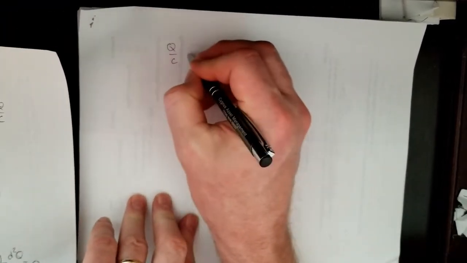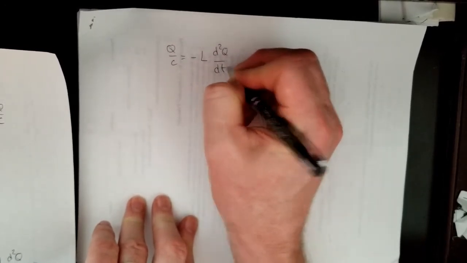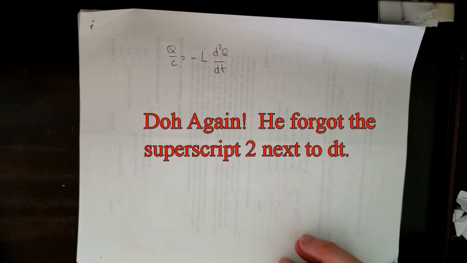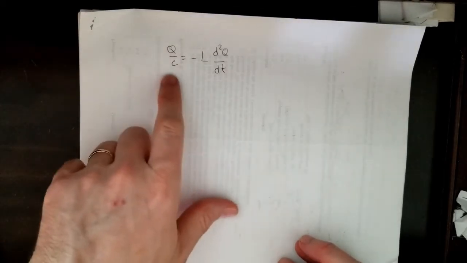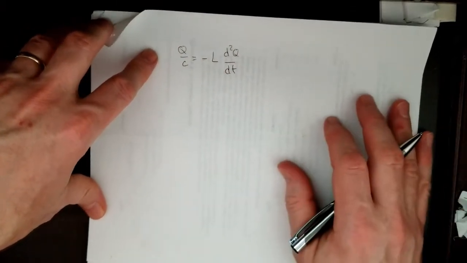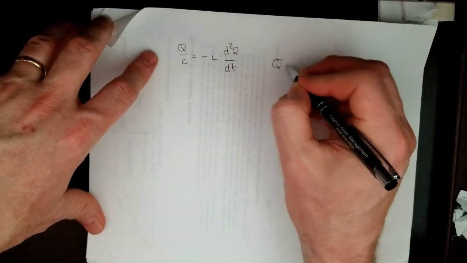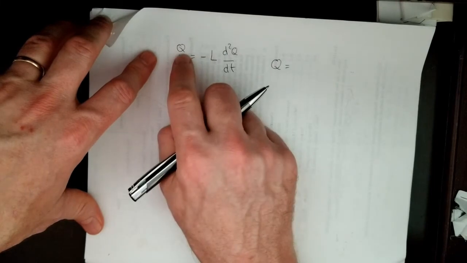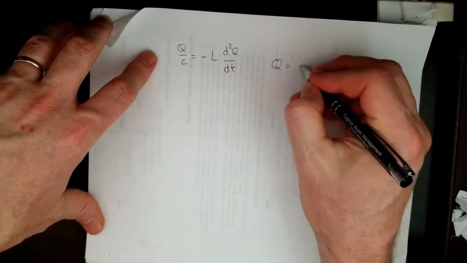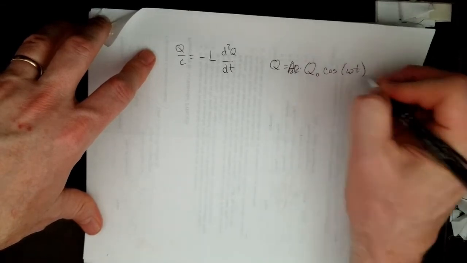Now we can solve for Q. So Q over C is negative L d squared Q dt squared. I need some function whose second derivative will get me basically what I start with, besides some constants. We can put the constants together if we have to. Sine and cosine functions work very nicely. So if we start with Q at its maximum, this is the charge on the capacitor, cosine makes more sense: Q sub naught cosine of omega t.